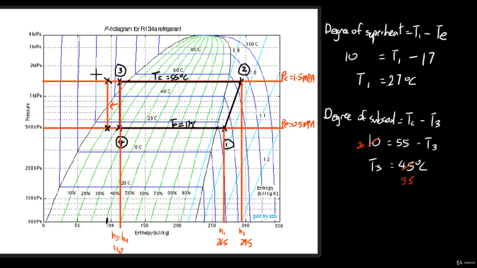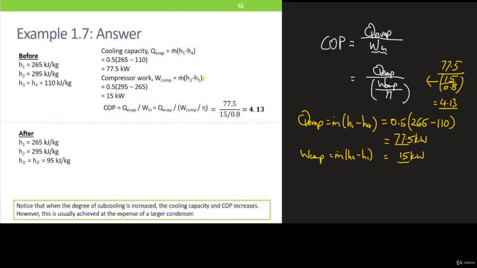You can use 3' and 4' to represent the new values. So the new H3 and H4 become 95. Instead of 110, now it becomes 95. What will it affect? First, it will affect the cooling capacity. Why? Because your H4 is affected. Now your H4 is changed to a smaller value, instead of 110, it now becomes 95. So definitely this value over here will change.